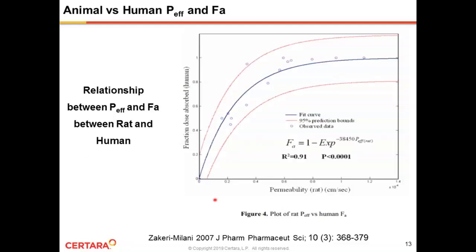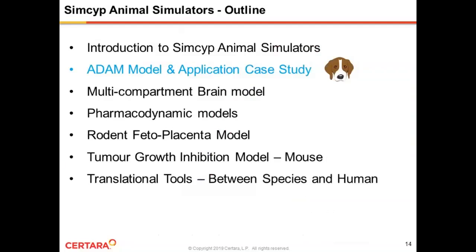And here is another plot from the same paper where they have tried to look at the prediction of the fraction of dose absorbed in the human on the y-axis from the effective permeability in the rat. So as you can see here, there are certain positives about translating from one species to another, whereas if you look at that absolute bioavailability graph, then it's very difficult to figure out how the whole thing can be translated.